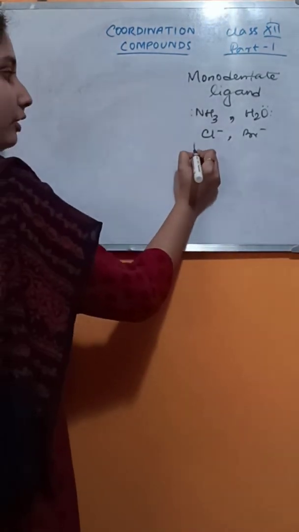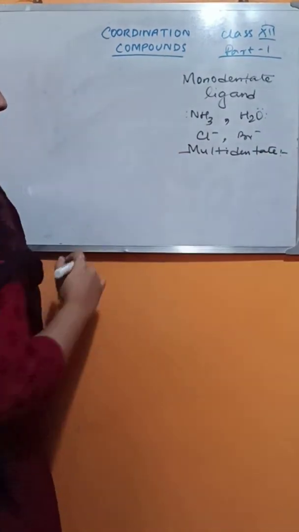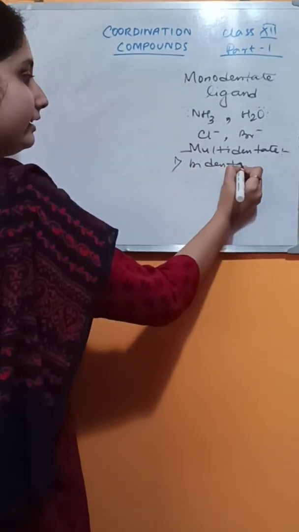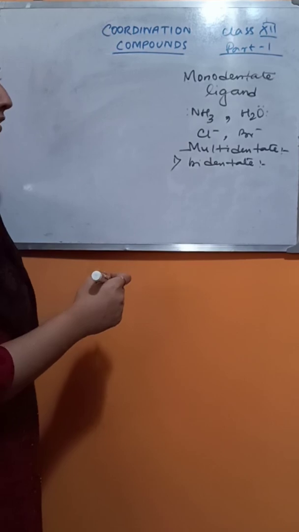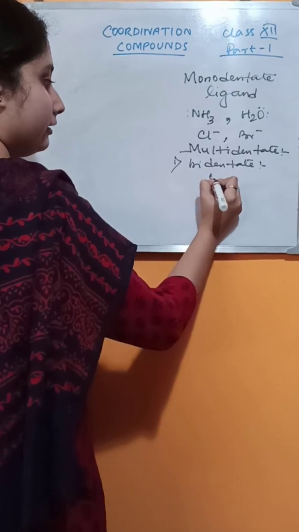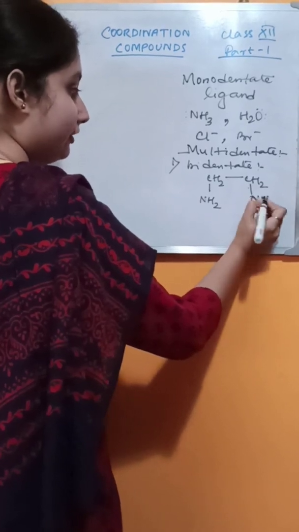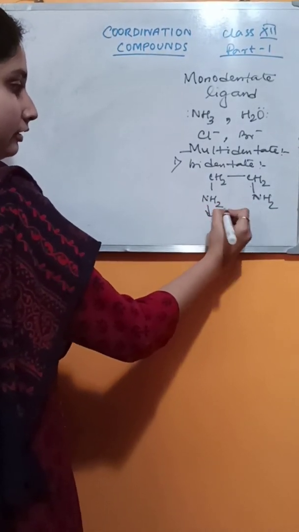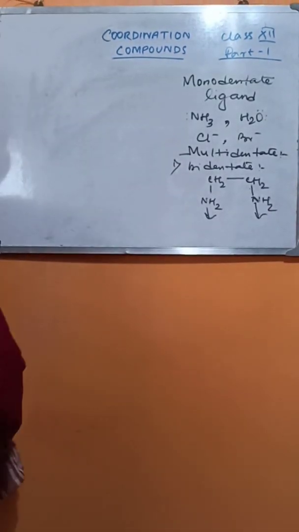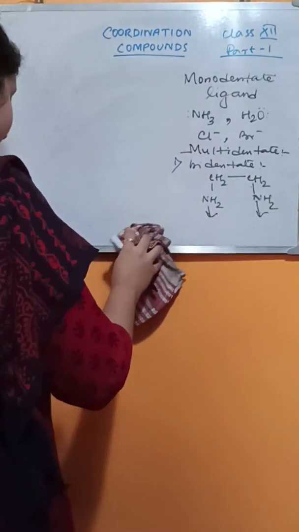Next is multidentate or polydentate. Among multidentate, we can first say bidentate ligands. Bidentate ligands are those ligands which have two donor atoms. I can give you an example of a bidentate ligand: ethylene diamine. See, it has two nitrogen atoms and so two donor sites. If there are three donor sites, then it is a tridentate ligand. Four donor sites, then tetradentate ligand, and six donor sites, then hexadentate ligand.